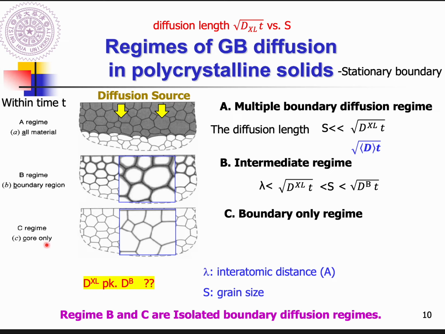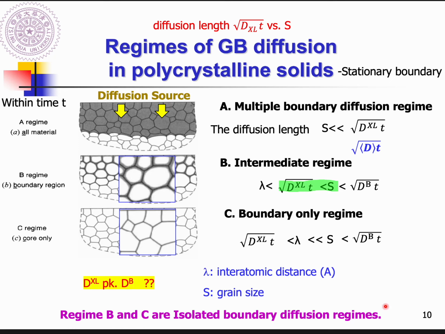And the last one is C region, and some people call it the boundary-only region or core-only region. Here you can see that the grain size S is much larger than the diffusion length inside the grain, because diffusion inside the grain is quite small, right? You cannot see diffusing atoms inside the grain, so S is much larger than lambda, which is much larger than the diffusion distance inside the grain. In this case, diffusing atoms probably did jump into the grain, but because diffusion is too slow, probably the D is quite small. So you cannot observe any diffusing atoms inside the grain.